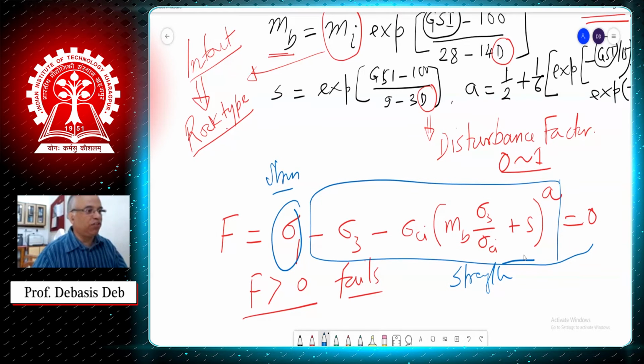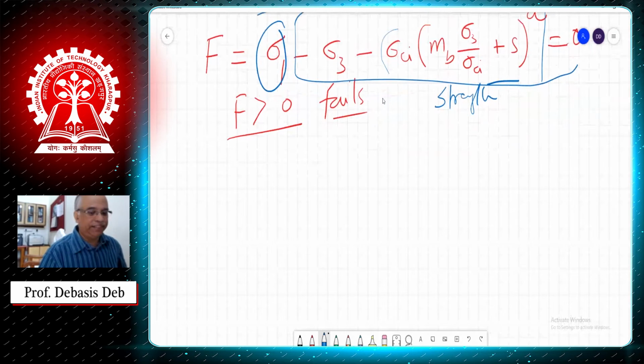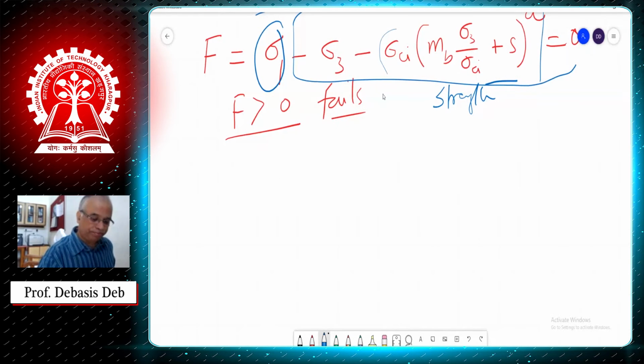That is the strength of the rock. And in the strength, you can see sigma 3 is there in 2 places. This depends on geology, its rock type, and the strength is the basic strength of the intact rock. Okay. Now if I plot it, how does it look?